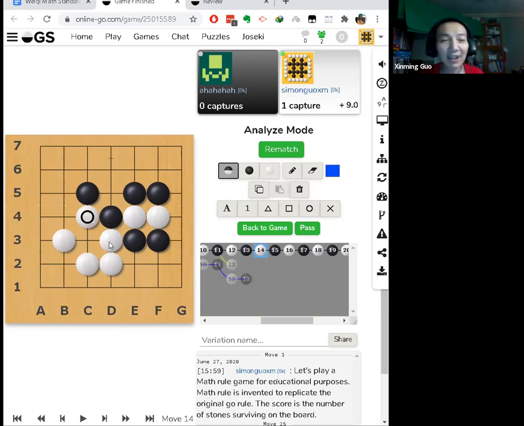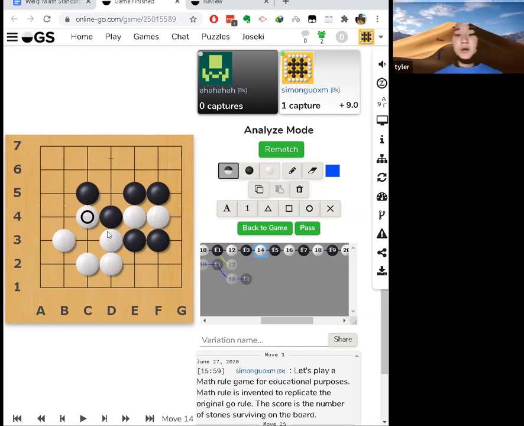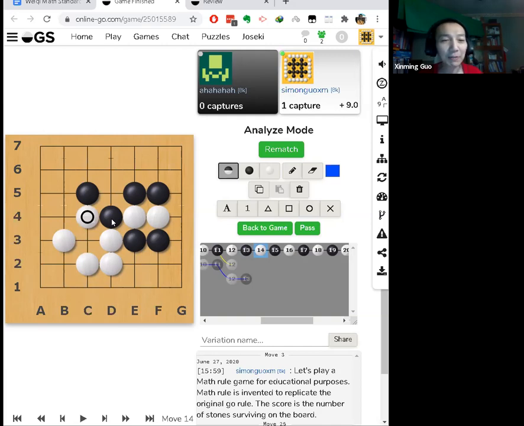After you capture this one, do you have another opportunity to capture? Is there any Atari for black? Yes, the D5. D4 black is in danger. So white captures this one, and then D4 is in danger. So it's a capture and Atari. It's a combination. And then it's black's turn. Where do you think black should play?